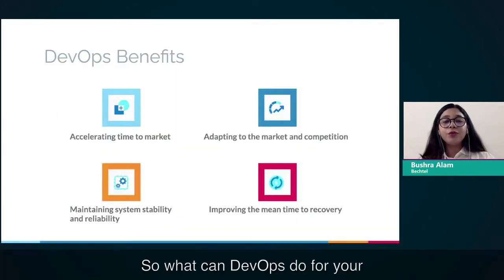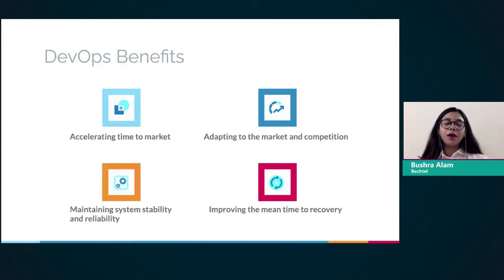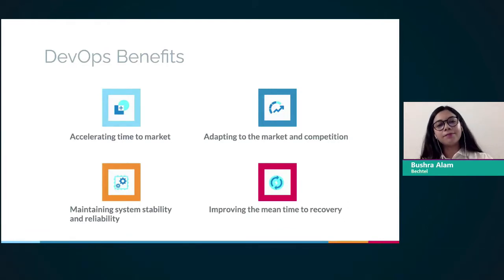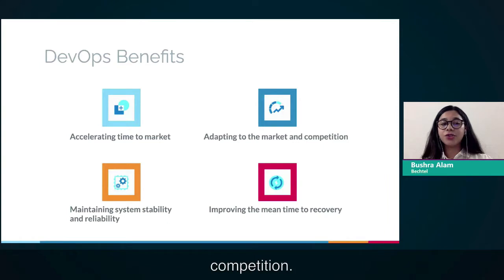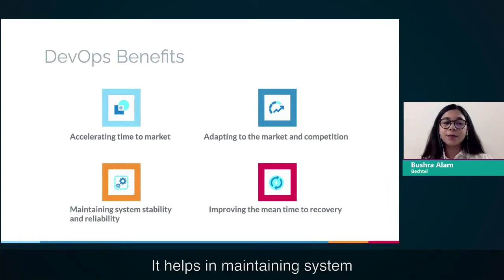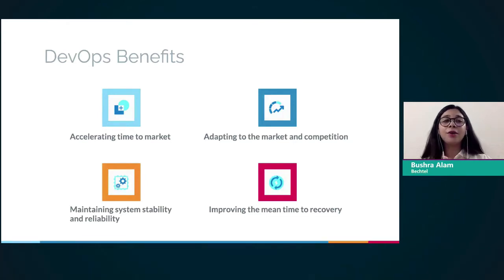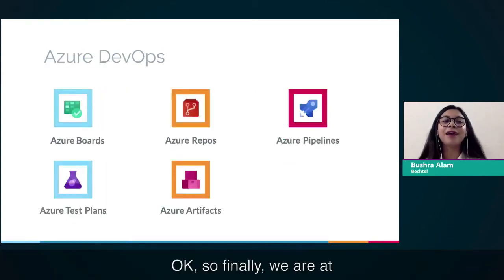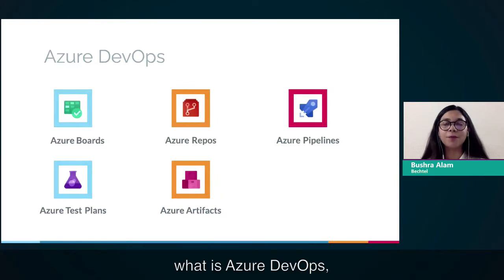So what can DevOps do for your business? Well, it helps in accelerating time to market, adapting to the market and competition. It helps in maintaining system stability and reliability, and it improves the mean time to recovery. So these are very alluring benefits for any organization. Every organization wants them.